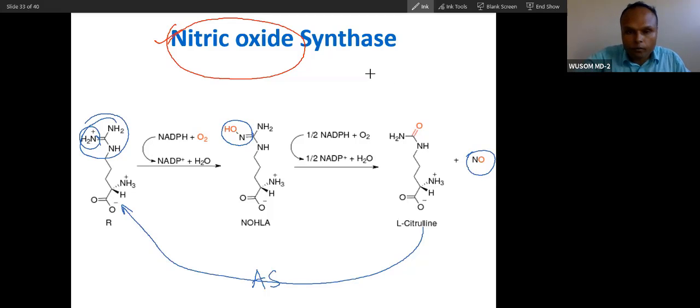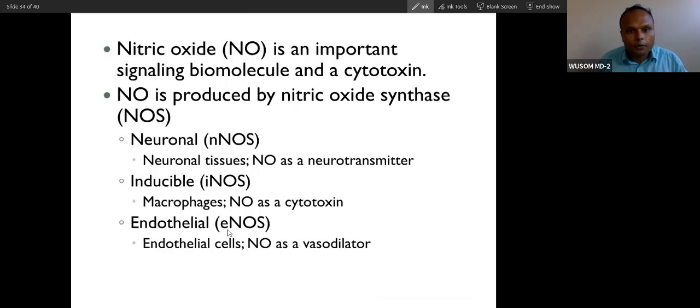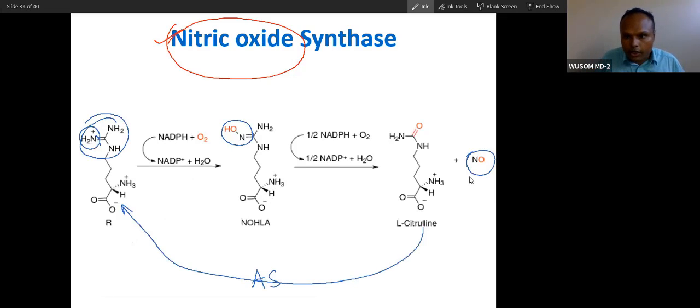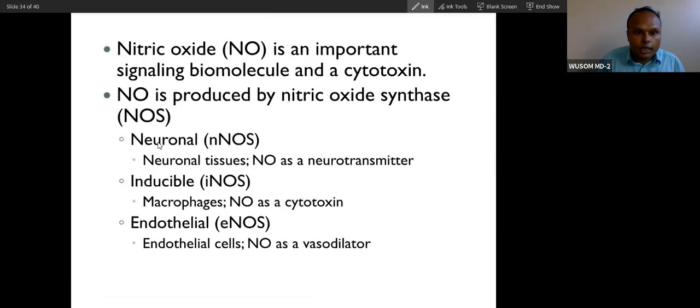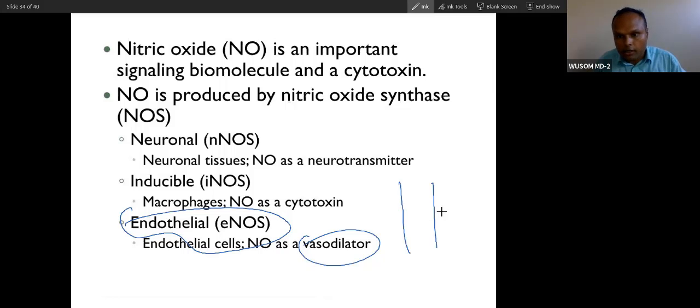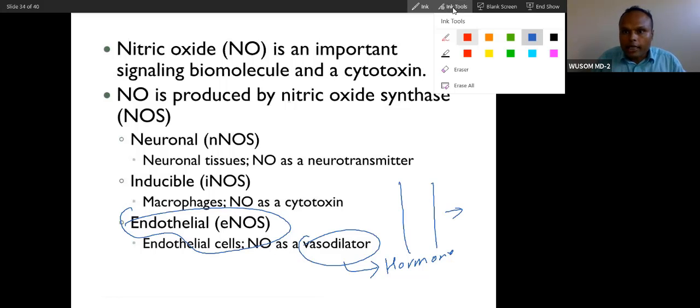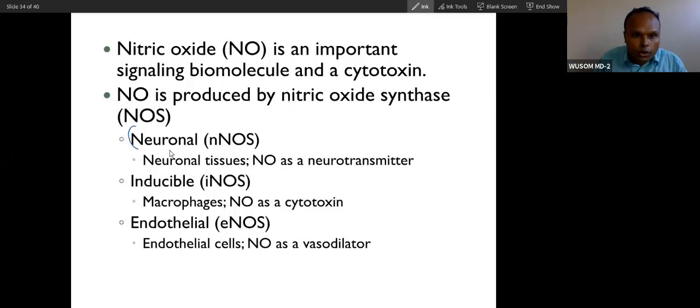One is endothelium. You can see there are 3 different types of nitric oxide synthesis. The enzyme that will synthesize this nitric oxide, and the function of this nitric oxide, are different in different places. It is synthesized in the endothelium cell, where it will cause vasodilatation, relaxation of blood vessels. It has a hormone-like function. Endothelial nitric oxide is a hormone, but it can also be synthesized in neurons. Neuronal nitric oxide synthesis: here it is a neurotransmitter.